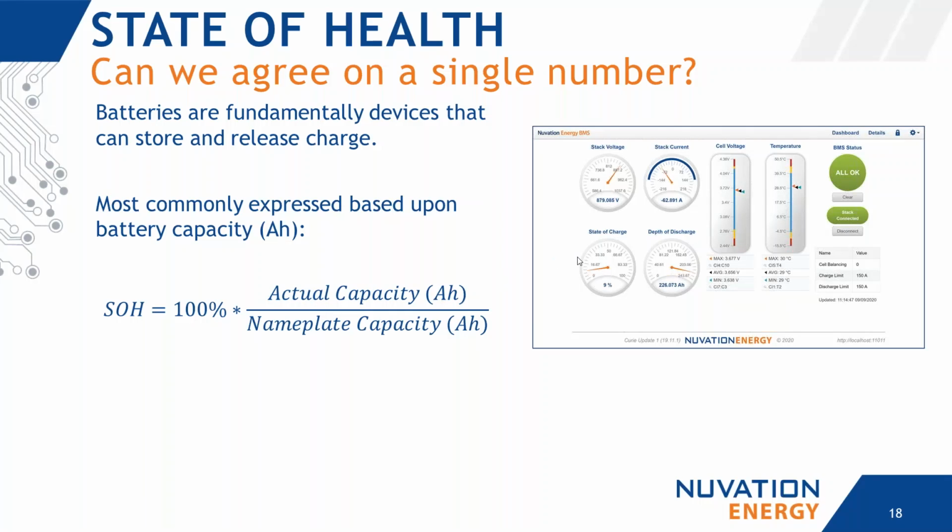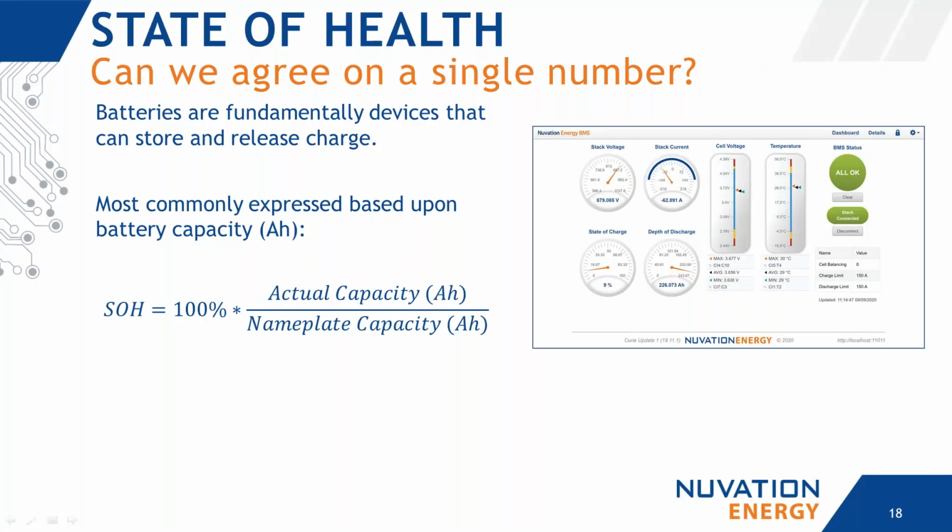So it's pretty simple. If your state of health is 50% and your nameplate capacity was 50 amp hours, your actual capacity of charge that you could store in the battery would be 25. And this is a great definition for the lab.